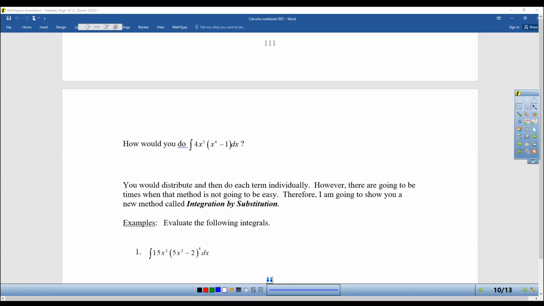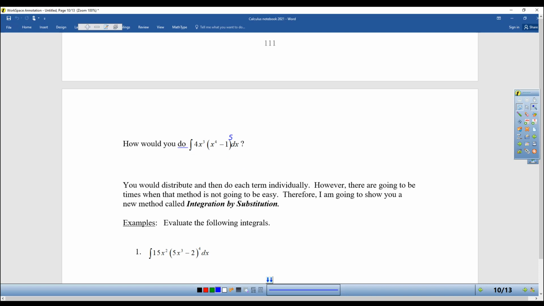Okay, so how would you do the integral of 4x cubed times x to the 4th minus 1? Hopefully you said, well, I would just multiply it out first, because there's no product rule. So this is your only choice, is to simplify. However, what if this had been x to the 4th minus 1 to the 5th power? There's no way you're multiplying that out and then multiplying by 4x cubed. This problem would be way too hard.